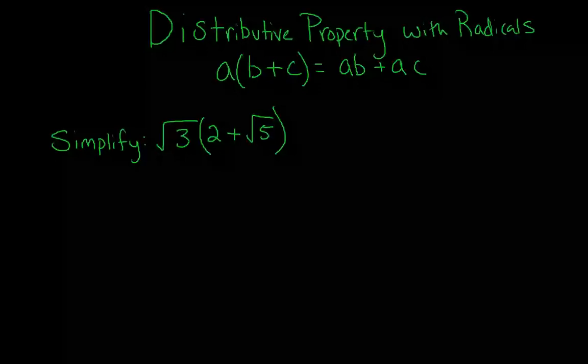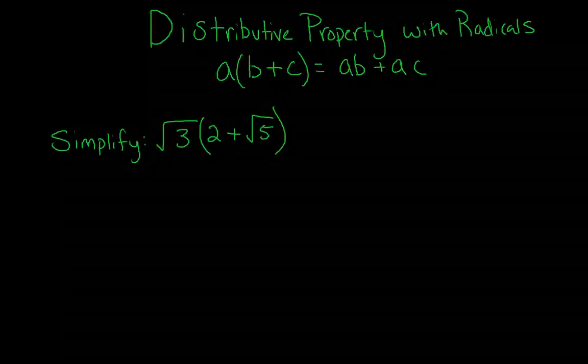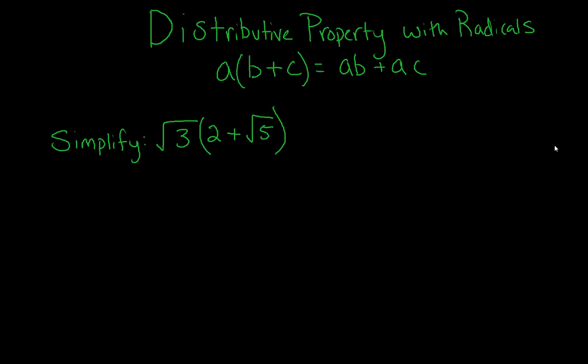Welcome back, everybody, to another exciting video, but this one we're talking about the distributive property with radicals. So if you recall, the distributive property says we can multiply a number by a group. So here we have A times B plus C. That is the same as if we multiplied that number by each addend and then added them later.